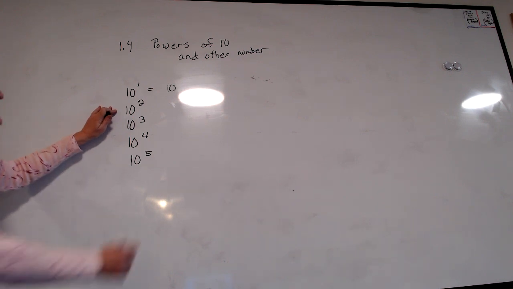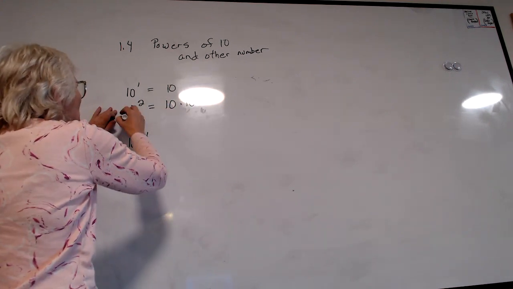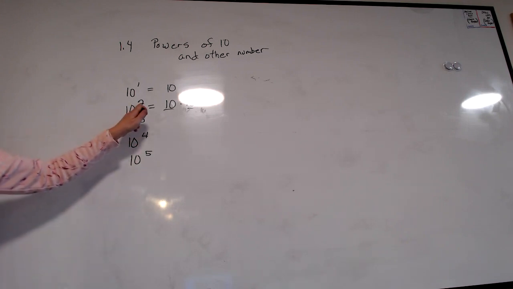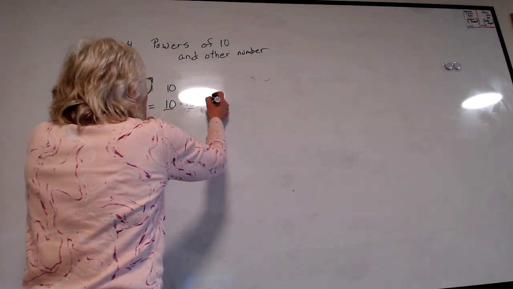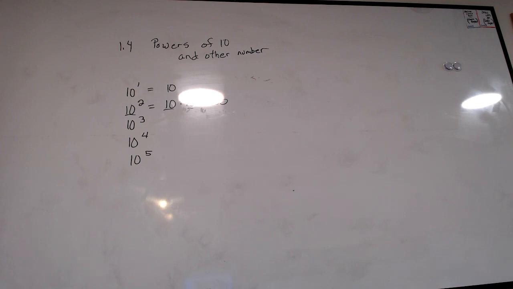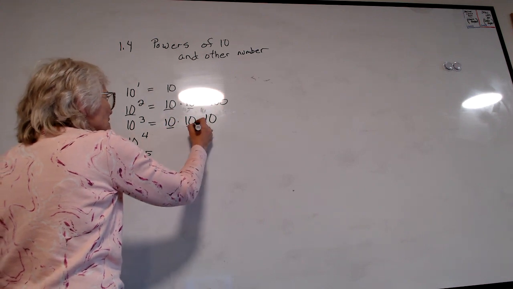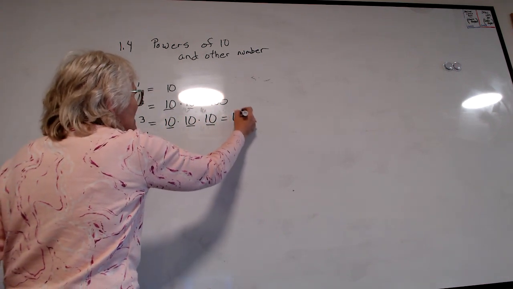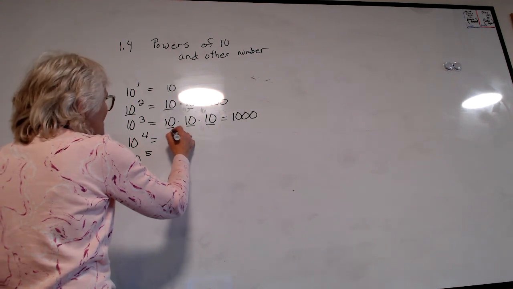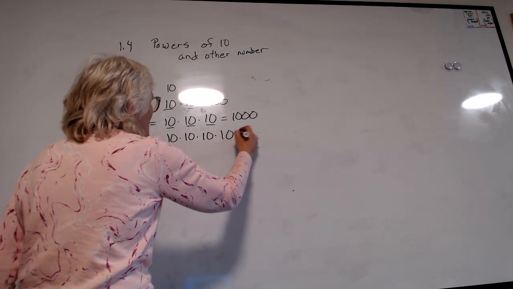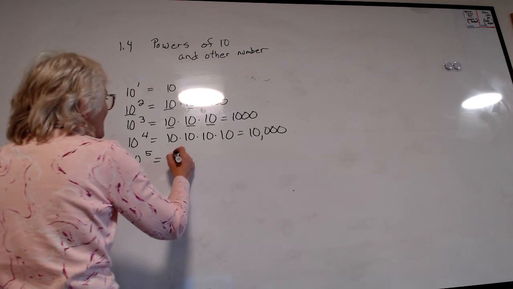100. How'd you get that? Because you're timesing it by itself. 10 times 10. Notice the base is 10. That's what we're multiplying. How many times are we writing it down? Twice, and then we multiply. So 10 times 10, which is 100. Okay, what's 10 to the third, Gavin? 1,000. It's 10 times 10 times 10, because notice the base is 10. This time it's 3 times, and it's 1,000. What is 10 to the fourth? 10,000. And then 10 to the fifth is how much? 100,000.